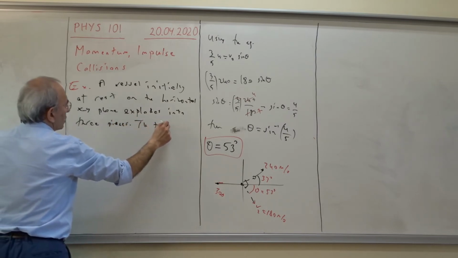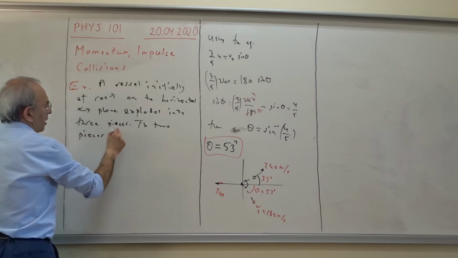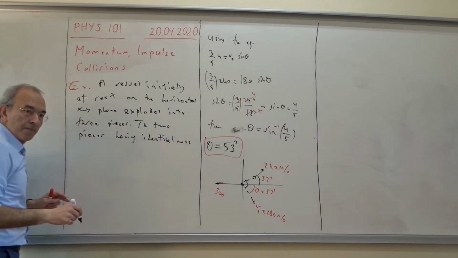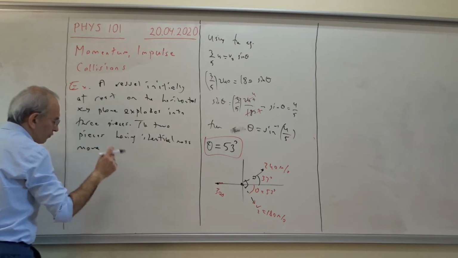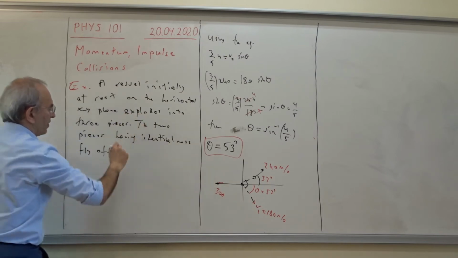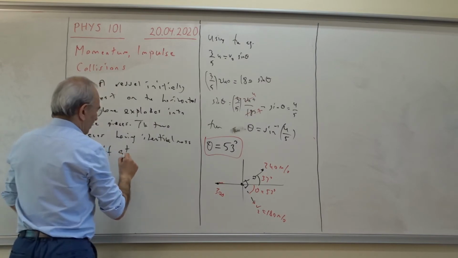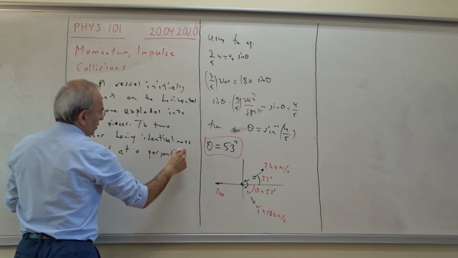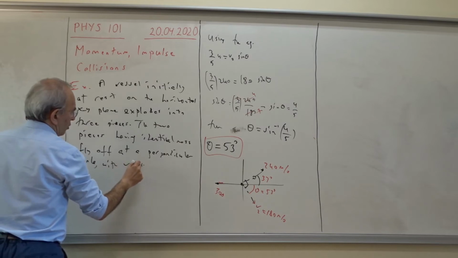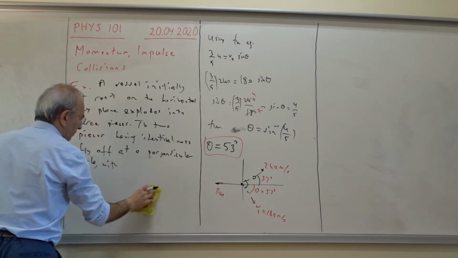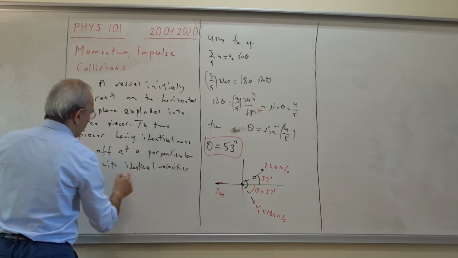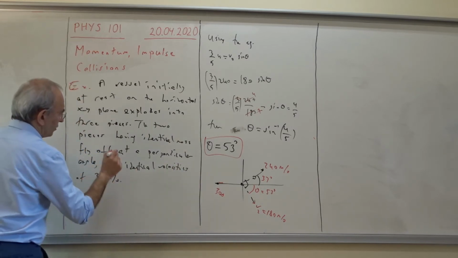The two pieces having identical mass move, or fly off, at a perpendicular angle with identical velocities. Now let me give numbers: velocities of, let's say, 30 meters per second.